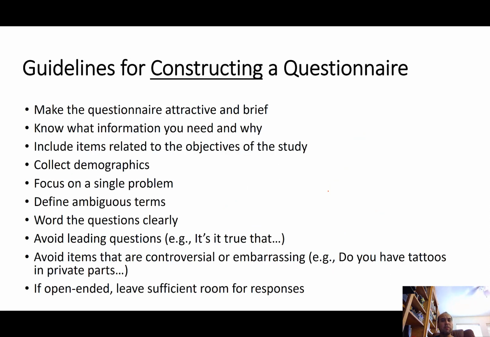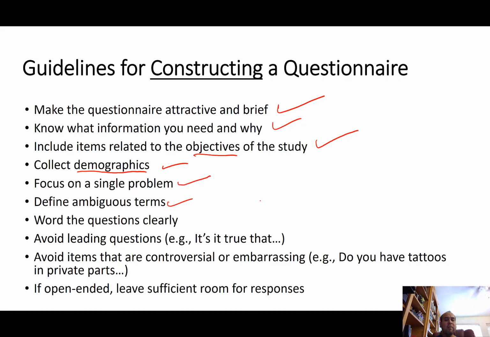Okay. Constructing the survey: make sure the questionnaire is attractive and brief. Know the information that you need and why. Include items related to the objective of the study. Collect demographics. You want to know who took the study. You want to make sure that you're targeting the right people. Focus on a single problem.